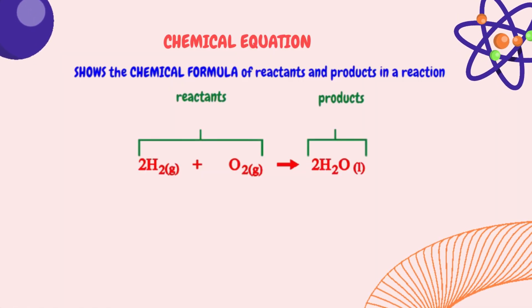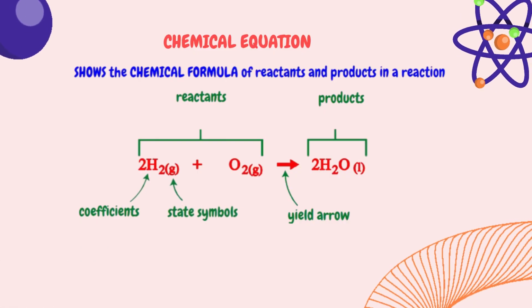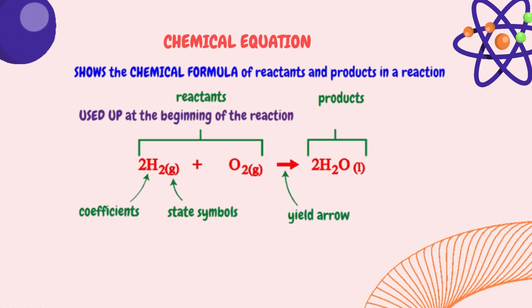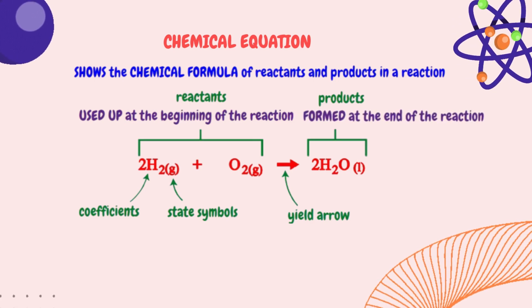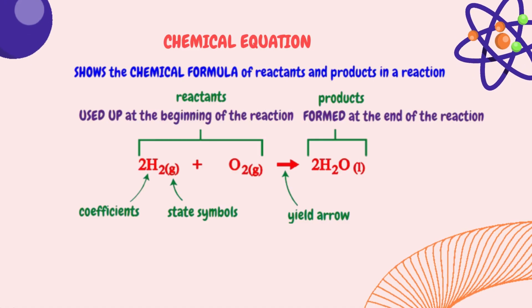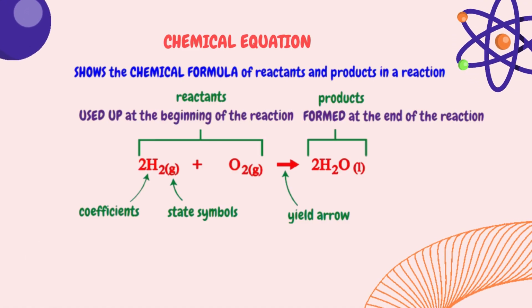It also contains the yield arrow, coefficients, and state symbols. The reactants are substances that are used up at the beginning of the reaction. The products are substances that are formed at the end of the reaction. The reactants and products are written as chemical formula. The yield arrow separates the reactants and products. It shows the direction of the reaction.